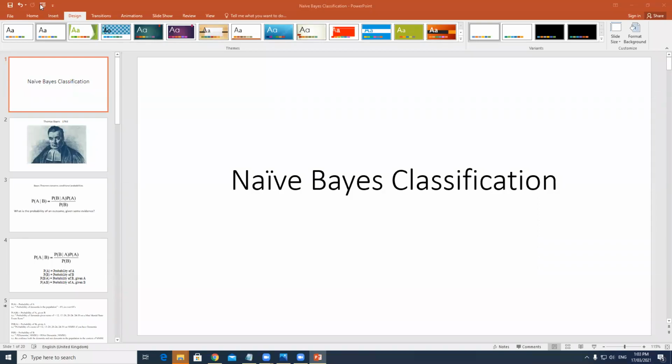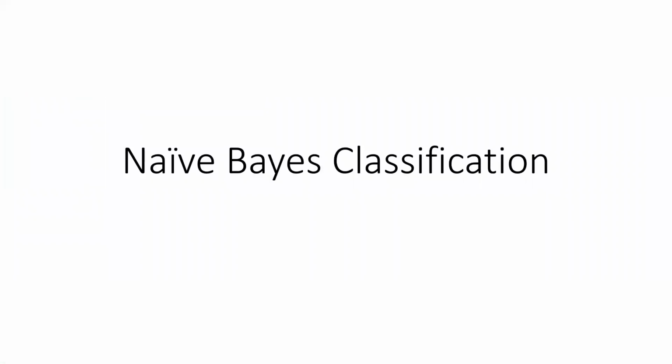This session will look at the naive Bayes classification. As with logistic regression, we're going to be looking at a form of supervised classification. And again, we'll be looking at probabilities as we did with logistic regression.